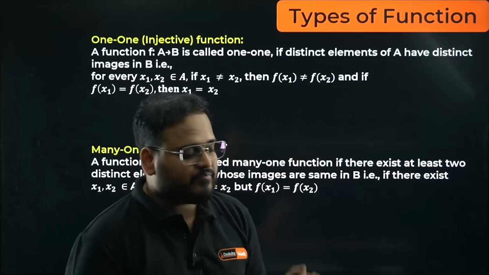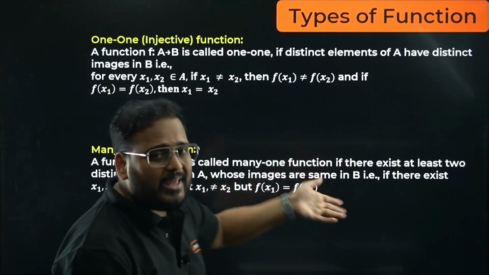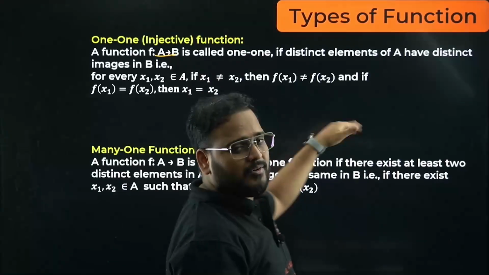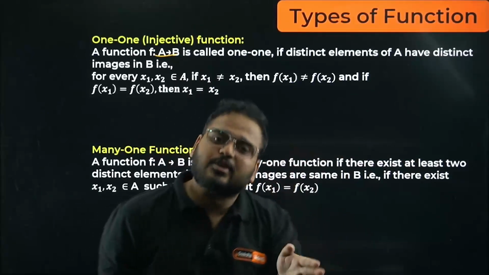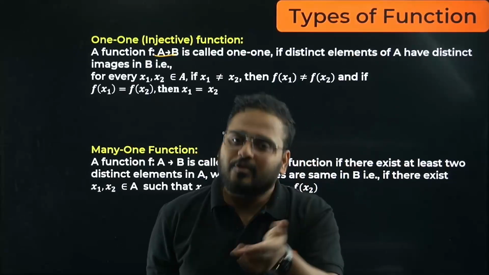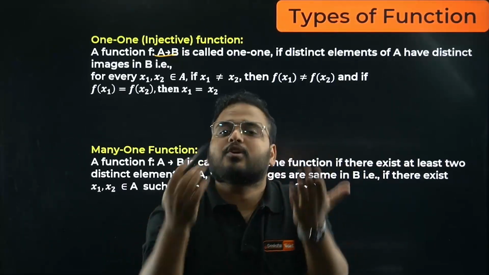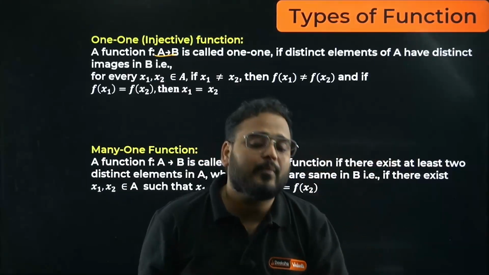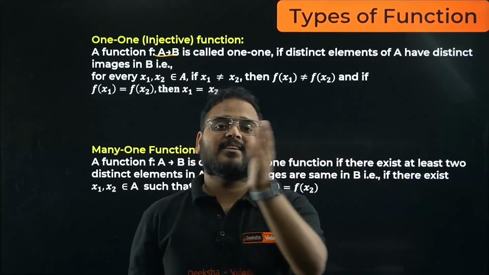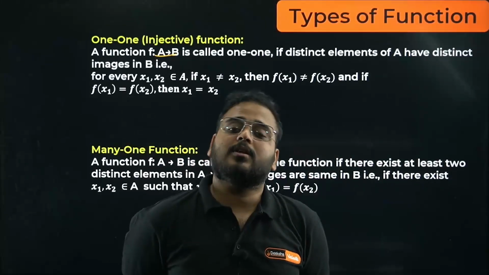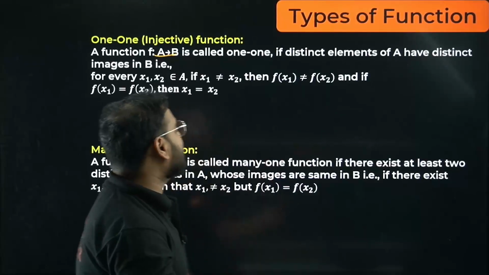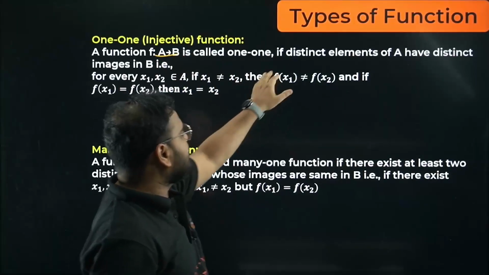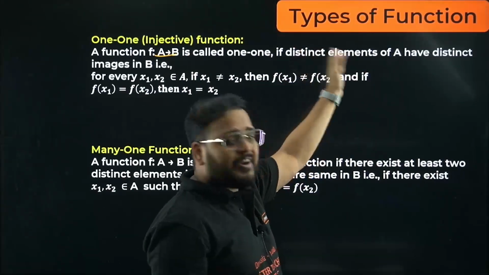Whenever the elements of your domain, if I define it as A to B, are distinctly related, meaning uniquely related, to the elements of the codomain, B is the codomain and A is the domain, with unique mappings, then we call that relation a function. A function f is called one-one if distinct elements of A, meaning different elements of A, like this.